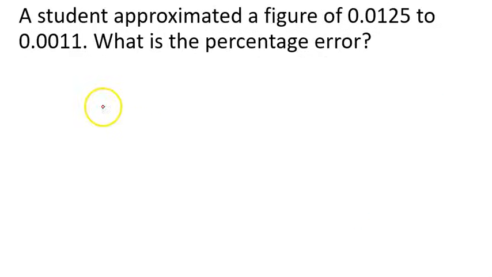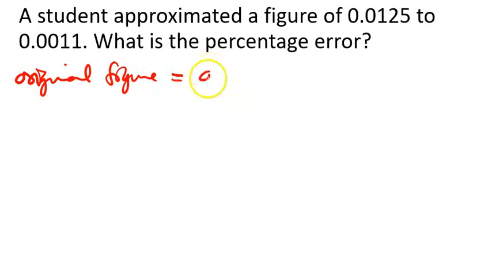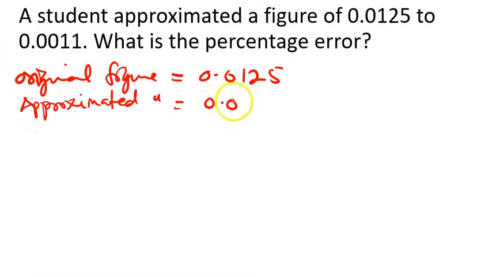Let's solve another one. A student approximated a figure of 0.0125 to this. What is the percentage error? So the original figure is 0.0125, and the approximated figure is 0.0011. Look at these values. It's clear that there is a difference. So let's see the error.